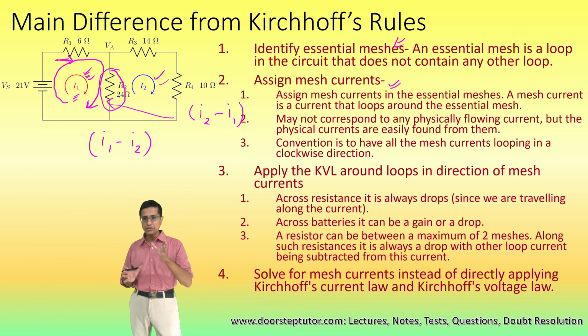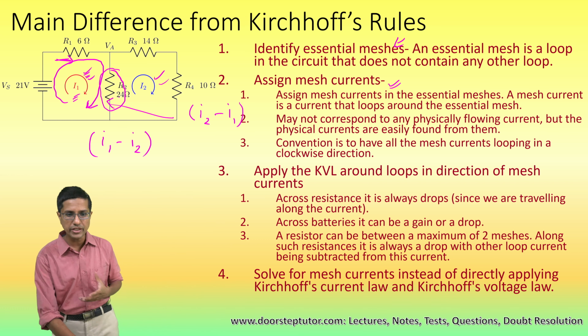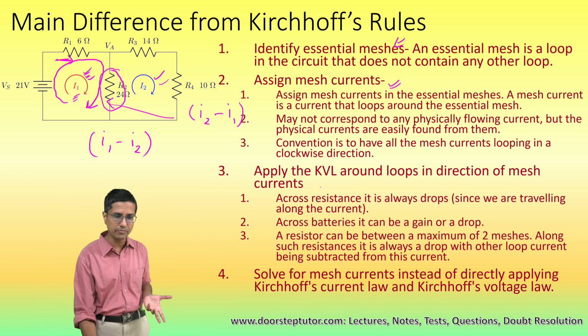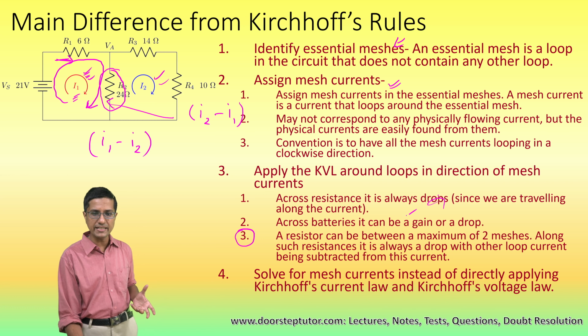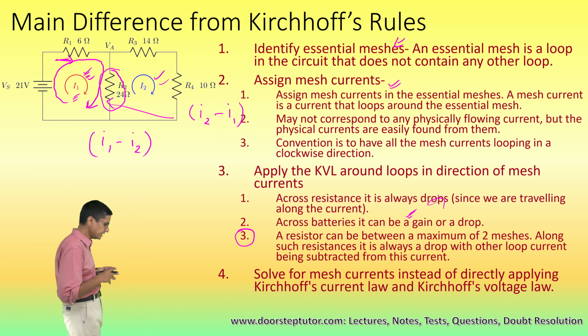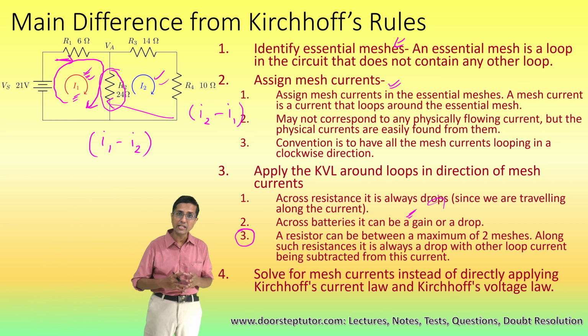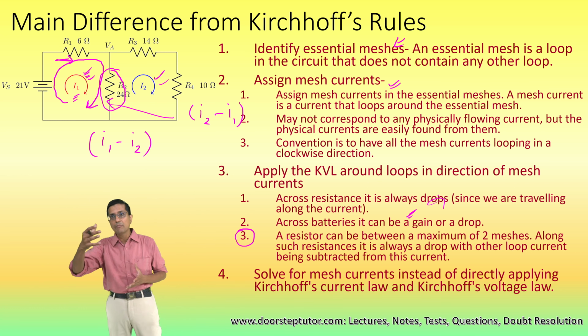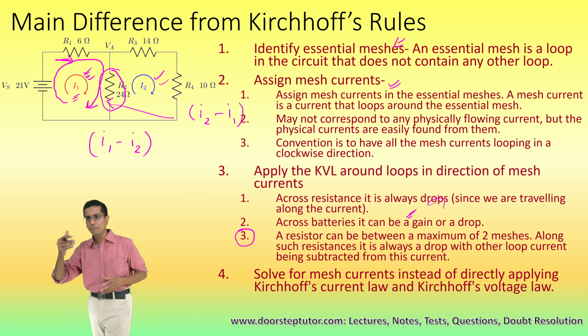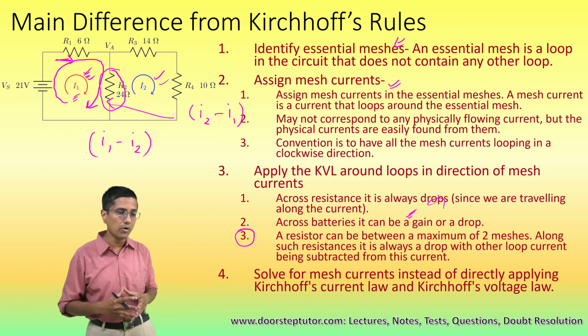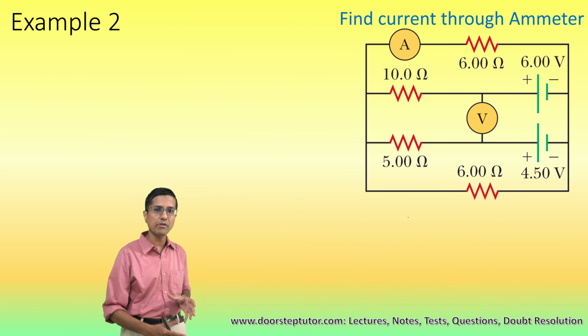Okay, so that is what the third point here says. Now across the batteries we can have either a potential drop or a potential gain, depending upon whether we are going from plus to minus, in which case it will be a drop. If you go from minus to plus, then it will be a voltage gain, not very different from what we have already seen.